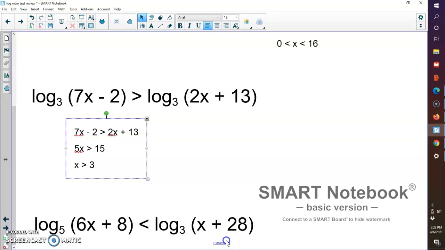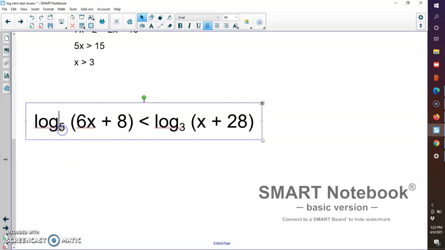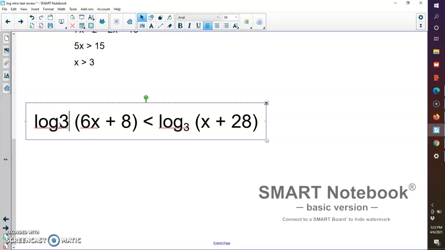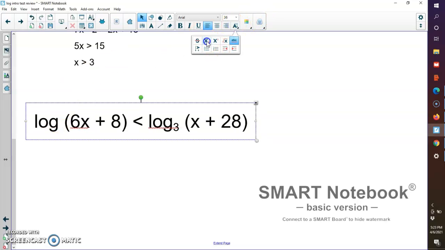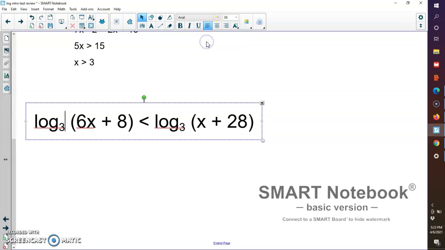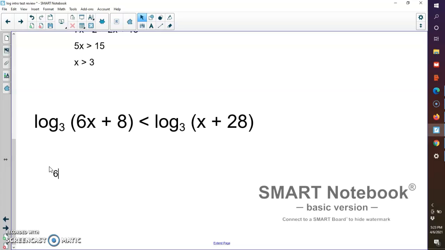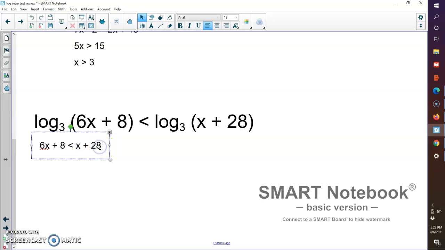But when it's less than, we've got to be careful. Okay, this right here, whoops, should be 3 actually. So let's make that change. Okay, sorry about that. All right, so here we have 6x plus 8 is less than x plus 28. The solving is still basic enough. We're still going to just solve the inequality for x. So I subtract x, I get 5x is less than, subtract 8 on both sides, I get 20, and x is less than 4. But I have to make sure 6x plus 8 is still greater than 0.